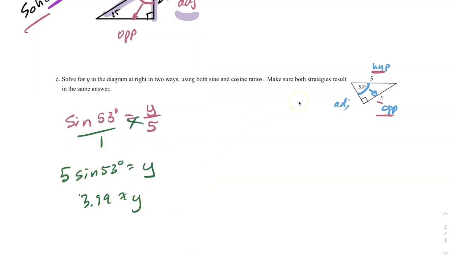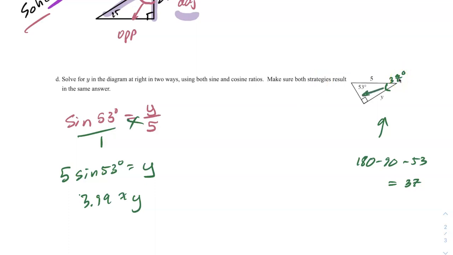Now they want us to do the same thing with cosine. So if we're going to do that, I have to use this other angle here. So we have to figure out what this other angle is. I'm going to do 180 minus 90, which is always 90, minus 53. And that should give us 37. So 37 degrees.